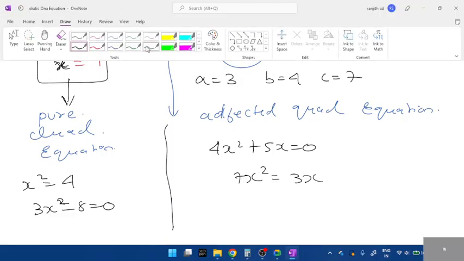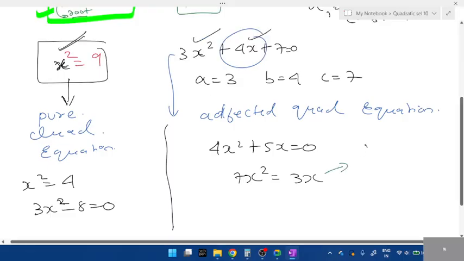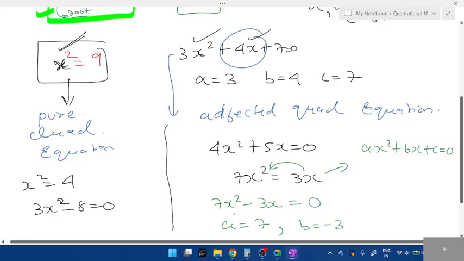How do you arrange 7x square is equal to 3x, students? What's the general equation? Ax square plus bx plus c equal to 0. Sometimes c will not be given. How do you rearrange this? You have to shift 3x to the left hand side. Right hand side becomes 0. What is a value? 7. What is b? Minus 3. C, is c given there? No, c is not given. You can't take 1, students. What you have to take? 0.